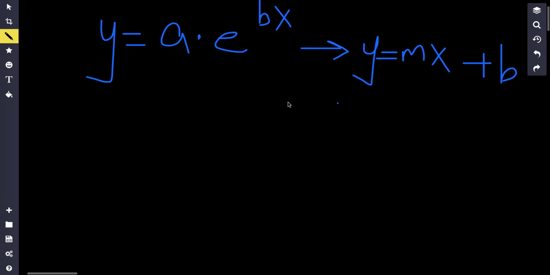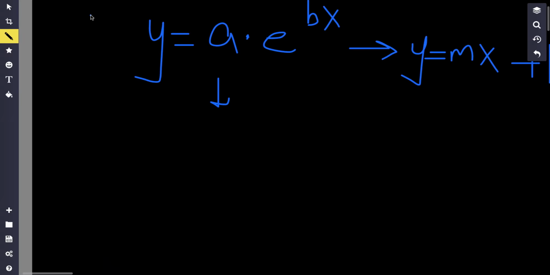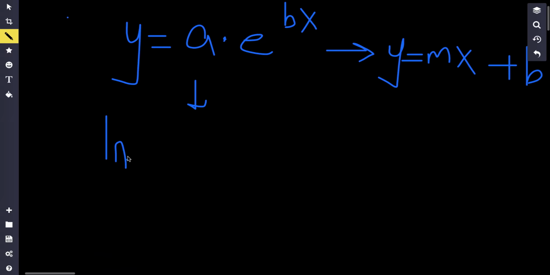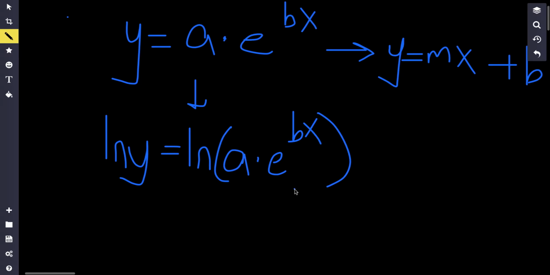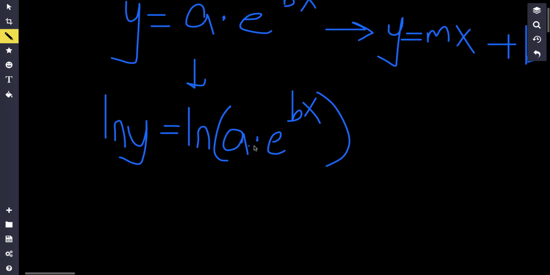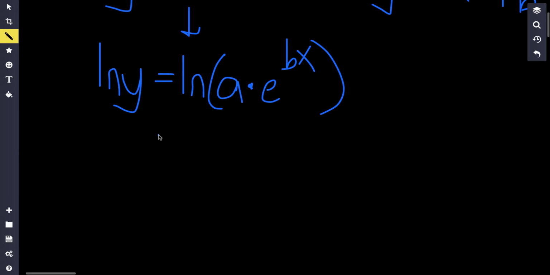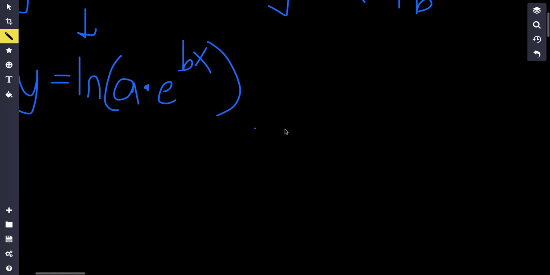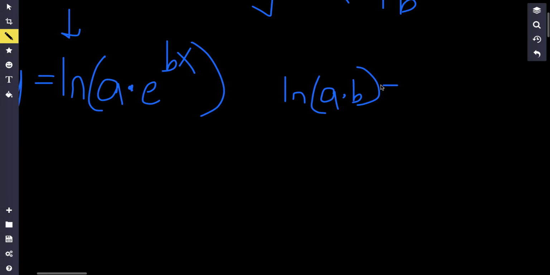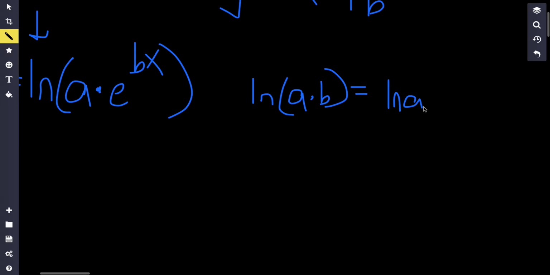Well, for starters, I'm going to take ln on both sides. So I'm just going to have ln of y is equal to ln of a times e to the bx. Now remember back from your exponent and logarithm multiplication property that if you have ln of a times b, it's going to be equal to ln of a plus ln of b, like so.